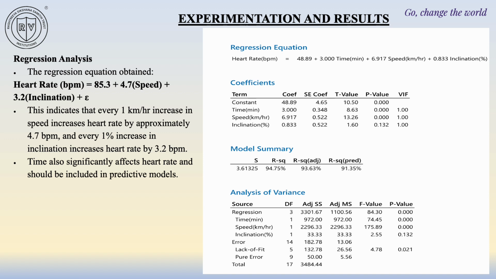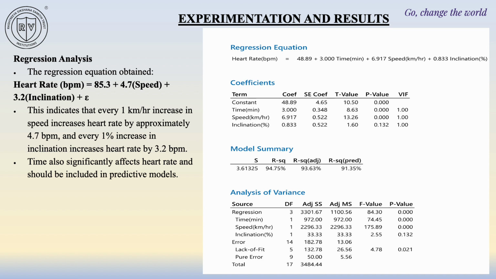The observation from this is that for every 1 kilometer increase in the speed, the heart rate increases by approximately 4.7 beats per minute, and every 1% increase in the inclination increases the heart rate by 3.2 beats per minute. The time also significantly affects the heart rate and should be included in predictive models, meaning that although inclination is marginally affecting, we should choose time and speed as the main factors which should always be included in the predictive models. And this is the regression equation I got: 85.3 plus 4.7 times speed, plus 3.2 times inclination, plus epsilon.